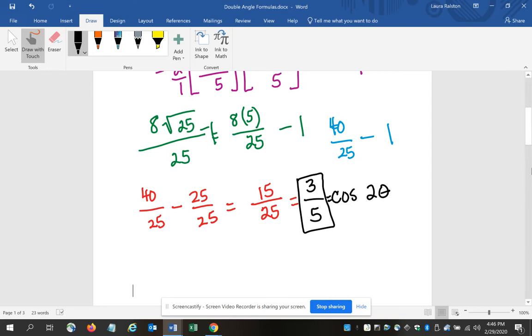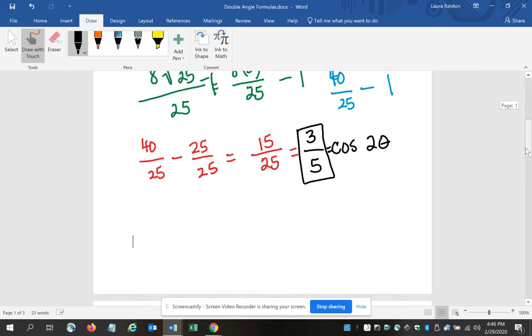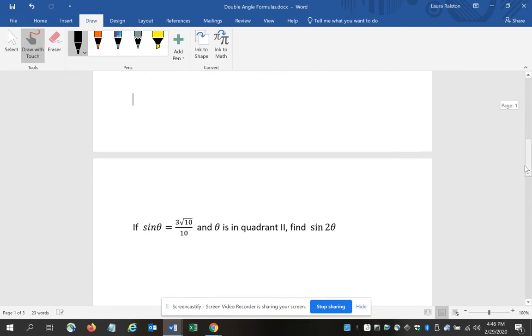3/5. Now, we probably need to think about whether it should be positive or negative. Theta was in quadrant 2. If we double it, I would think that we would be in quadrant 4, which means the cosine is going to be positive.